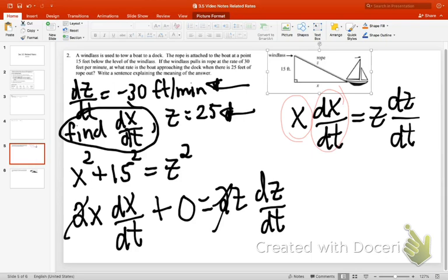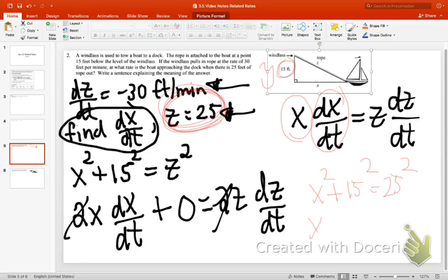So we know that y is constant. It stays 15. We are using z equals 25. We need to figure out what x is. So we're going to go back to that Pythagorean theorem. So when z is 25, we have x squared plus 15 squared equals 25 squared.